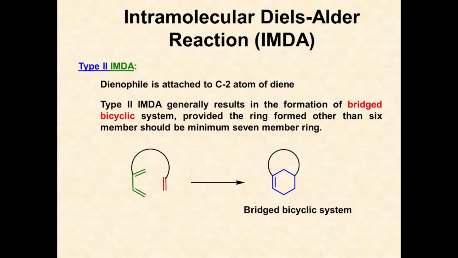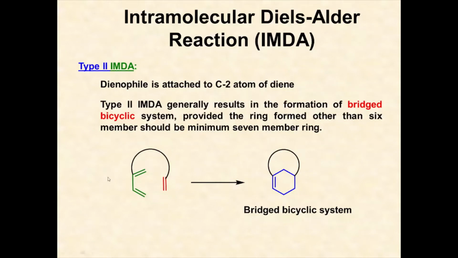Next, the type 2 IMDA. In that case, the dienophile is attached to the C2 atom of the diene. Okay, and this generally results in the formation of a bridged bicyclic system, provided that the ring formed, other than the 6 membered one, should be a minimum 7 membered ring. Okay, we have to account for the strain of the ring that will be formed by means of this type 2 IMDA protocol.